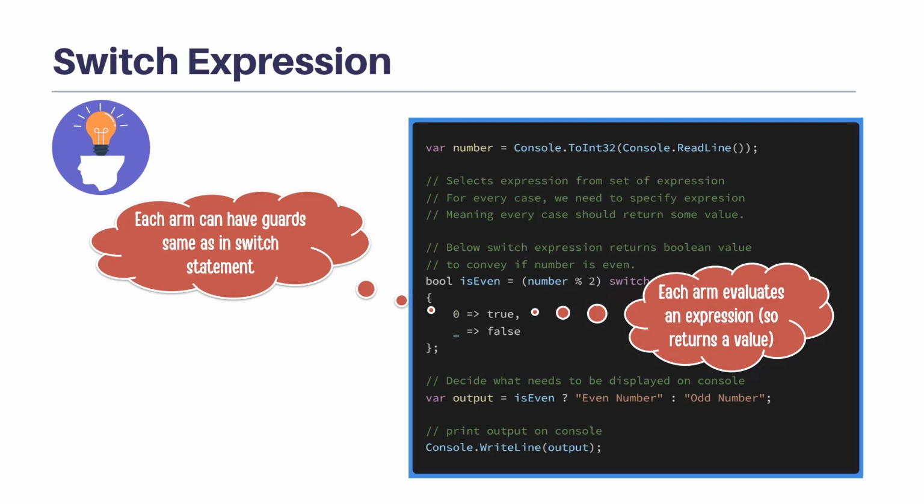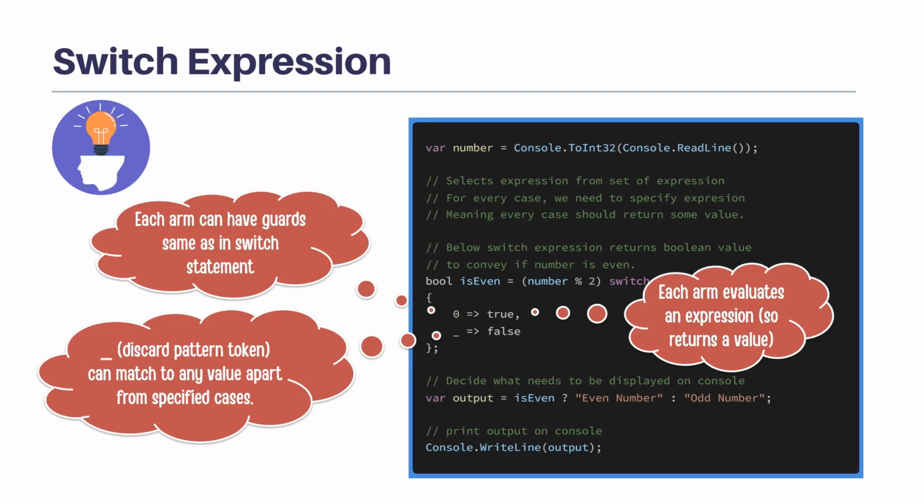When a switch expression is executing, the expression from the switch is compared with each expression arm. As soon as the code finds the matching arm, the corresponding code block is executed. The corresponding code block is also an expression, so it should evaluate to a value, and that value is returned by the switch expression. Instead of the default keyword, the discard pattern is used in a switch expression.